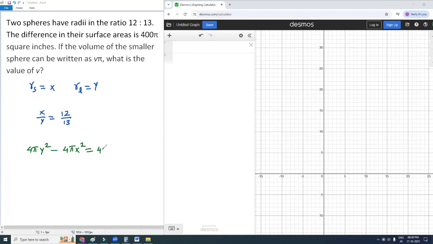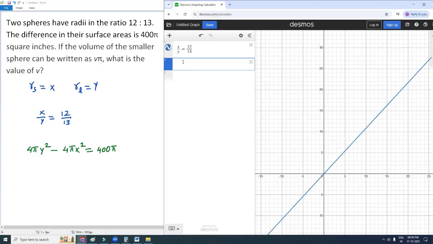That is 400 pi. Now we have to solve for x in this system of equations using Desmos, because x gives the radius of the smaller sphere. Once we get the radius of the smaller sphere, we can get its volume. Now let me enter these two equations in Desmos. That is x divided by y equals 12 divided by 13. Now let me enter the second equation: 4 times pi times y squared minus 4 times pi times x squared equals 400 pi.